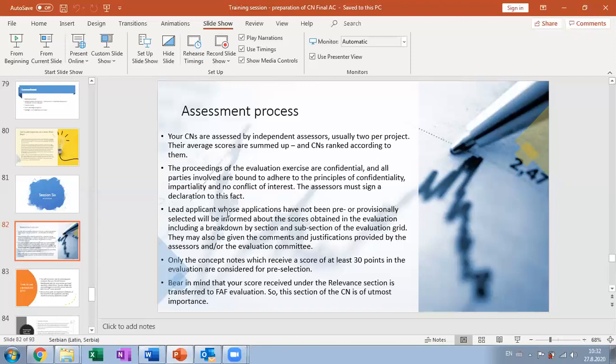And then there is a threshold on this call for proposals, at least 30 points out of a maximum of 50. That's the minimum required for any concept note to pass into the next selection phase. It doesn't automatically mean that if the average score you've obtained is 30 points, you will be invited. It depends on the number of concept notes received, the budgets requested, and so on. The threshold doesn't necessarily need to be 30 points. It's mathematically determined once the ranking list is defined.